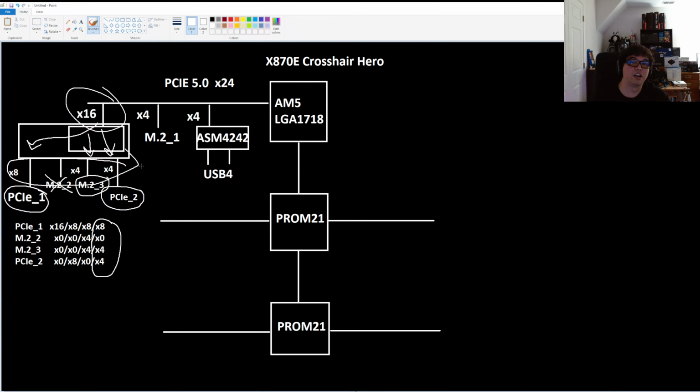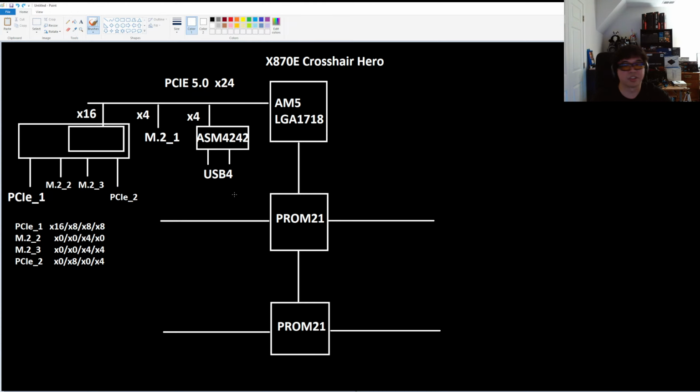So this is how the ROG Crosshair Hero behaves when you start plugging things in to the second and the third SSD slot and the bottom PCIe slot. So I hope that clarifies the concept of GPU lane share. I keep saying GPU because everybody's so concerned that their graphics card is only going to run at X8. Well, if you don't want it to run at X8, do not use this, and never use the second PCIe slot. Then it will always get the 16 lanes.